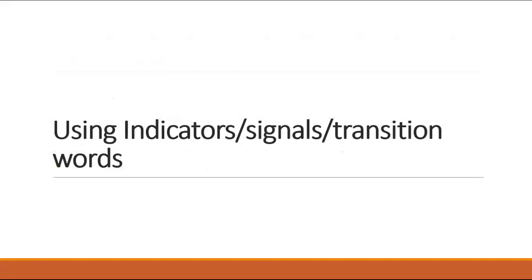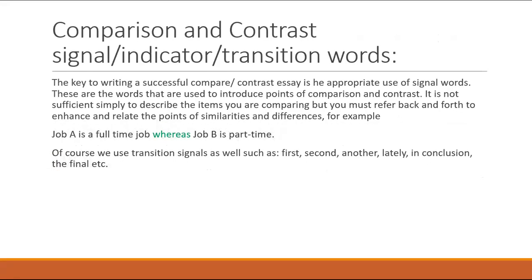Now, let's talk about indicators and signal or transition words. These are very important and very easy. Comparison and contrast signals, indicators, or transition words are the key to writing a successful compare and contrast essay: the use of appropriate signal words. These are the words that are used to introduce points of comparison and contrast. It is not sufficient simply to describe the items you are comparing, but you must refer back and forth to enhance and relate the points of similarities and differences.